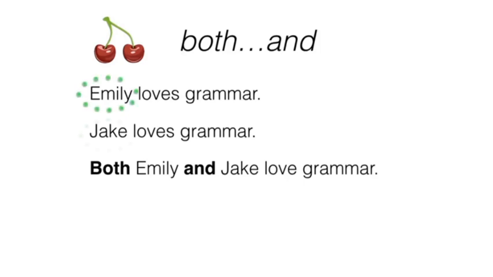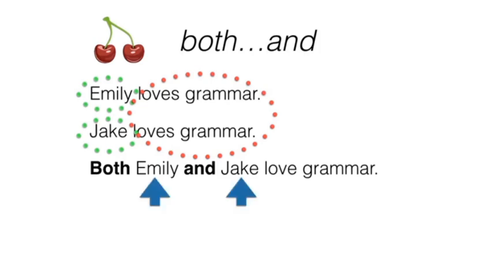Emily and Jake are the subjects of these sentences. And you can see that the predicate, or the rest of the sentence, is the same for each of these two sentences. That means we can make a new sentence with a compound subject, Emily and Jake. And when both and connect two subjects, the verb is a plural verb.